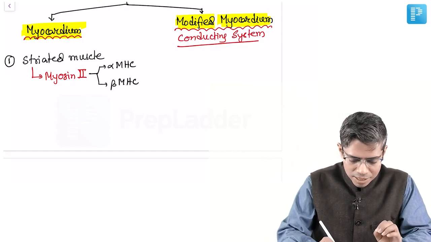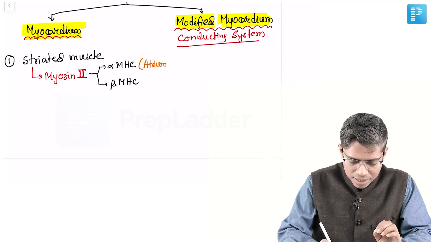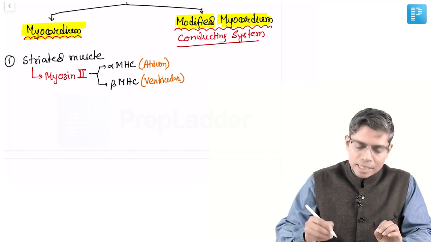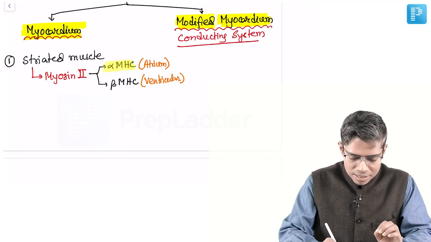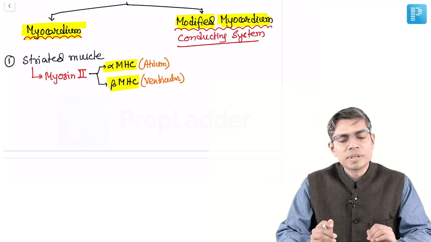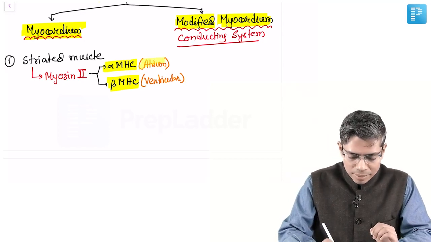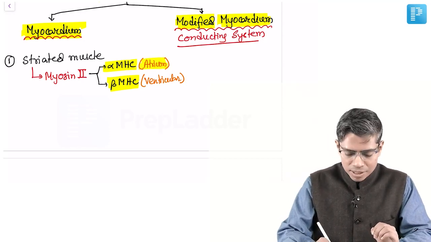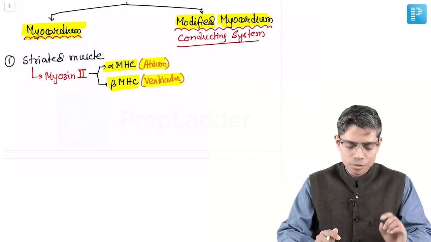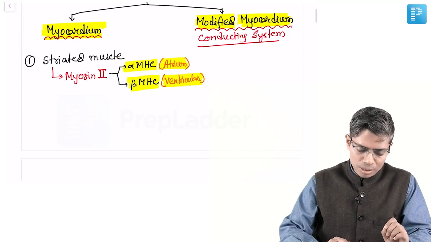Alpha myosin heavy chain is dominantly present in the atrium muscles, and beta myosin heavy chain is dominantly present in the ventricular muscle. Right? So what I am saying is that alpha myosin heavy chain and beta myosin heavy chain, both of them are present in atrium and ventricular muscle, but atrium has dominantly alpha myosin heavy chain and ventricle has dominantly beta myosin heavy chain. So this is an extra point you should remember.